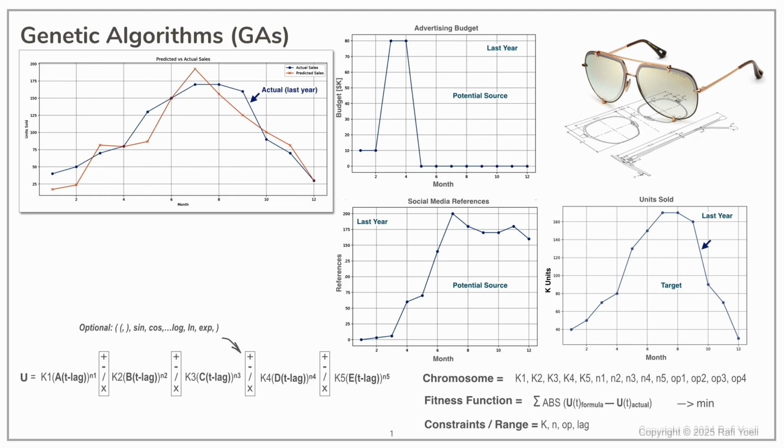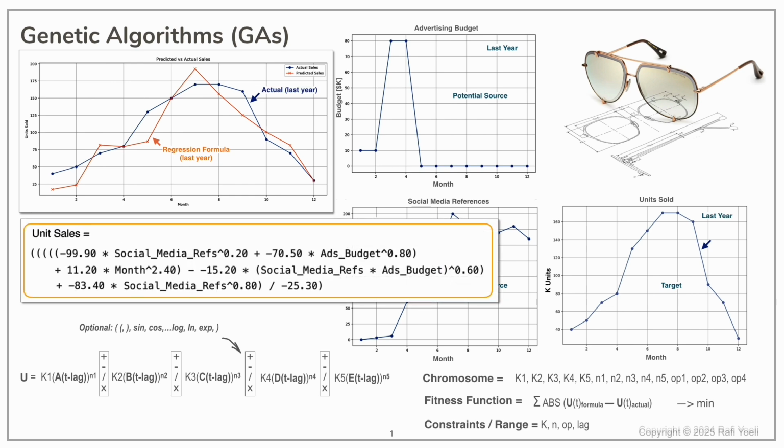Let us look at how our best overall formula performed. The orange line represents our formula's predictions, while the blue line shows the actual sales of last year, sales influenced by the time series data of both the advertising budget and social media interest. The close match indicates our formula has successfully captured last year's patterns in the data. The formula is shown on the screen. This complex formula would have been nearly impossible to guess through traditional methods.